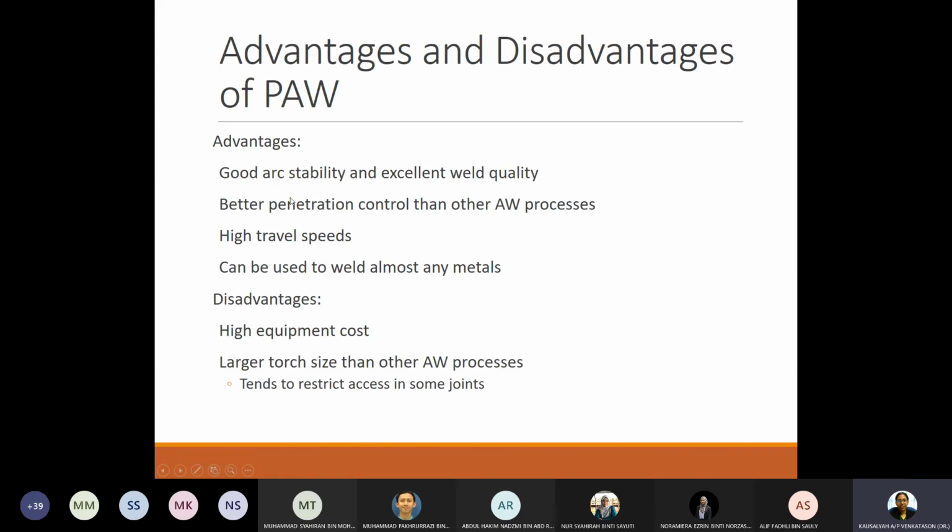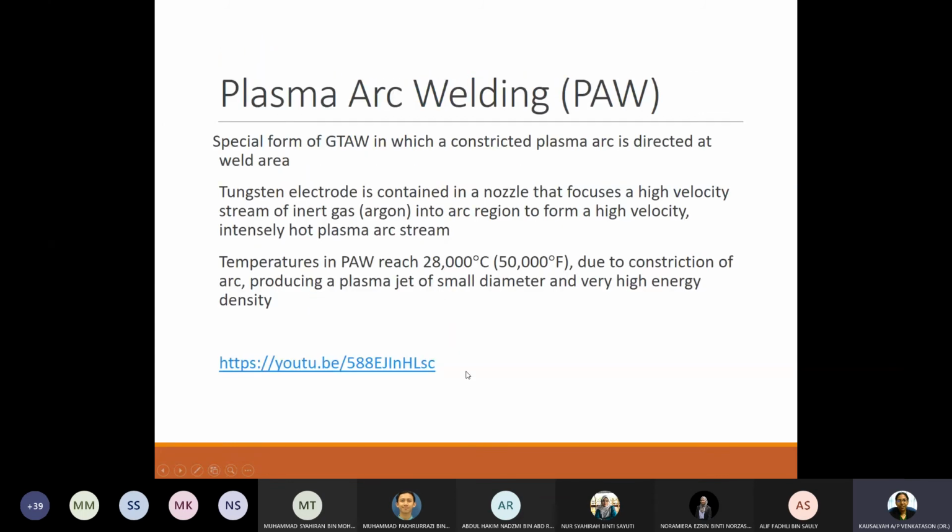Advantages of plasma arc: good arc stability and excellent weld quality. You get better penetration, naturally due to the temperature. You can move faster because of the better penetration. It can be used to weld almost any metals. The disadvantages: the equipment cost is very high and the torch size is larger than in other arc welding processes.